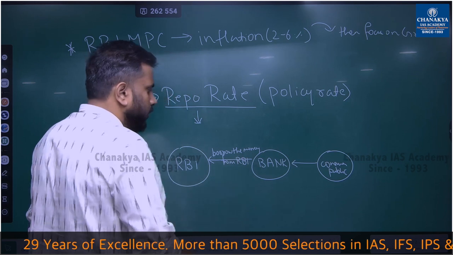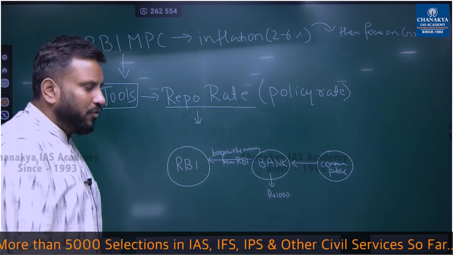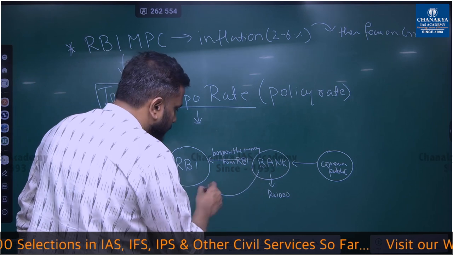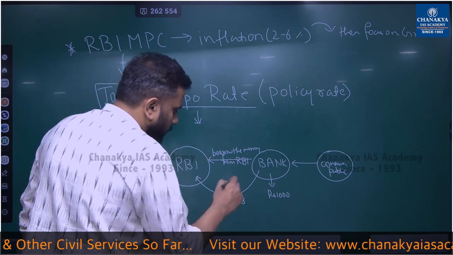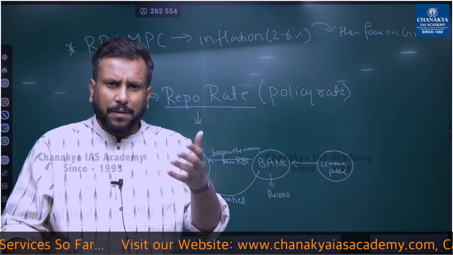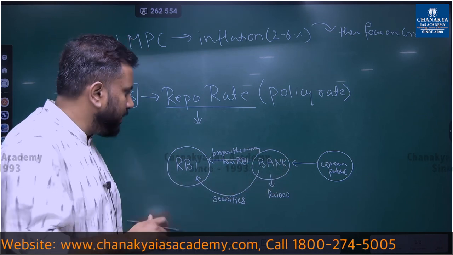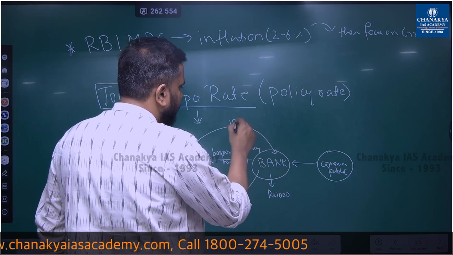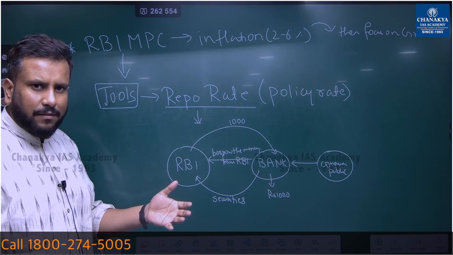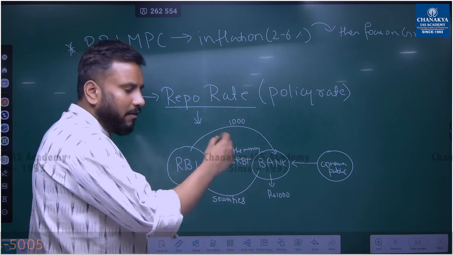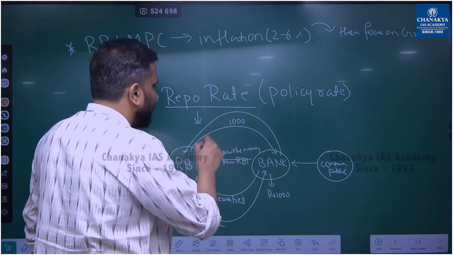And in return, for example, suppose banks need 1,000 rupees, right? So what will banks do? Banks will sell their securities, for example, the government bond paper, which banks might have. So banks will sell those government bonds of 1,000 rupees and take 1,000 rupees from the RBI. And after a particular period, this transaction will reverse. Now the RBI will return the securities and the banks will return the 1,000 rupees.